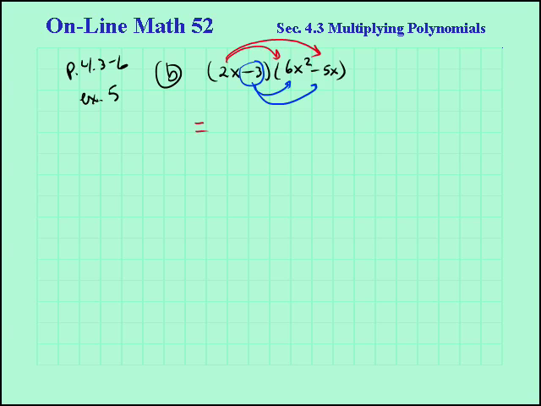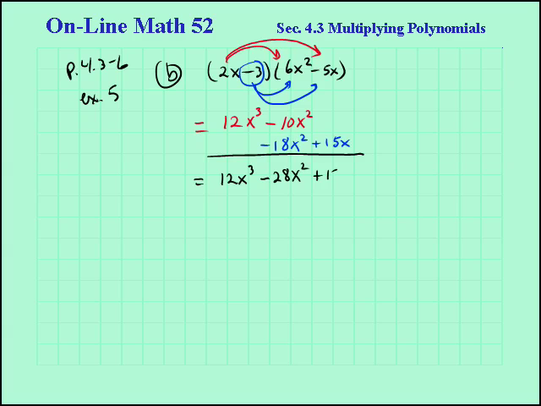So, the red, 2x times 6x squared, 12x cubed. 2x times negative 5x this time is a negative 10x squared. The 2 times the negative 5 is negative 10. In the blue, we have negative 3 times 6x squared is a negative 18x squared. I think I did that correctly. Negative 3 times 6 is negative 18, and it's x squared. Yeah, that's right. And negative 3 times negative 5 is a positive 15x. So when we add these together here, it looks like we have 12x cubed, negative 28x squared, and positive 15x.